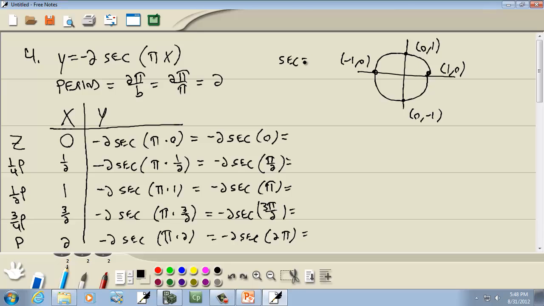Secant is 1 over x. Okay, so at 0, right here, we got 1 over x. X is 1, so we got 1 over 1. So it's -2 times 1, or -2.